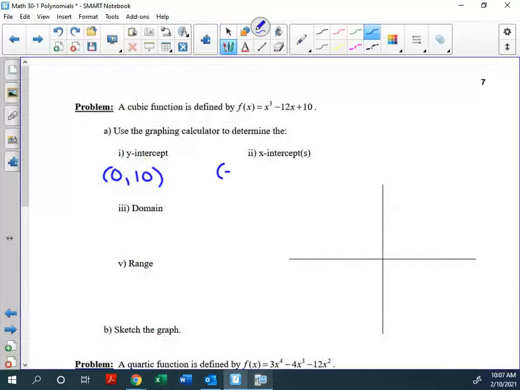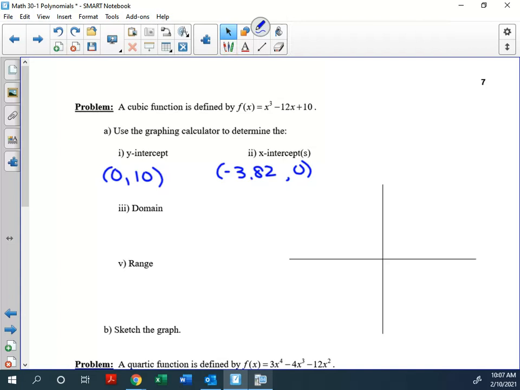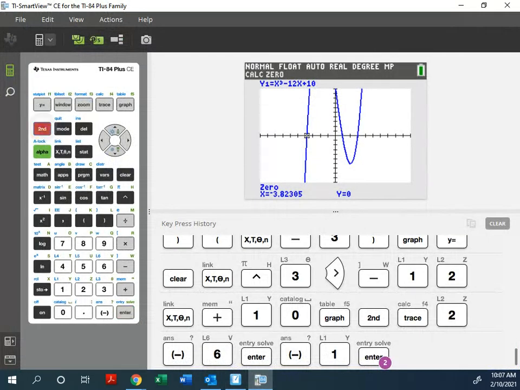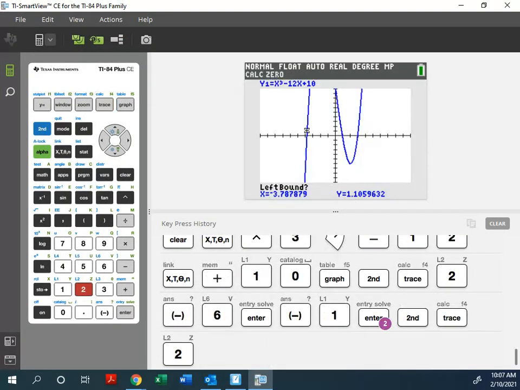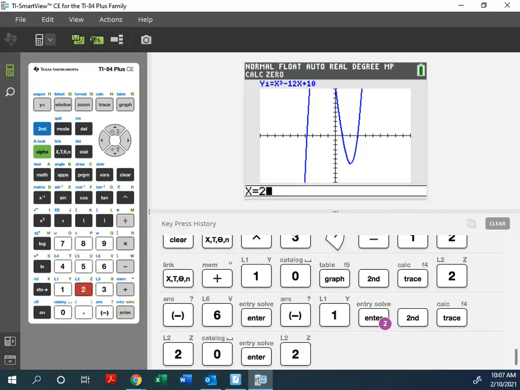So 0.82, and I'm just going to leave it at that because my memory isn't that good this morning. All right, I'm going to go get another one. Second function, trace, zero. Again, for this intercept, it looks like 1, so I know 0 is to the left, 2 is to the right, so I go 0, enter, 2, enter, enter, because I am lazy. So I get 0.89. I'm going to do 2 decimal places.